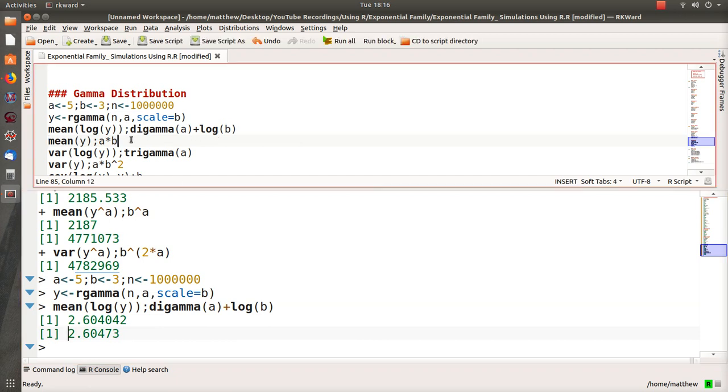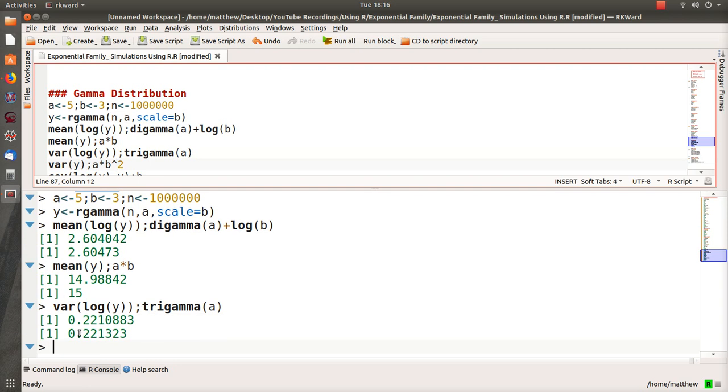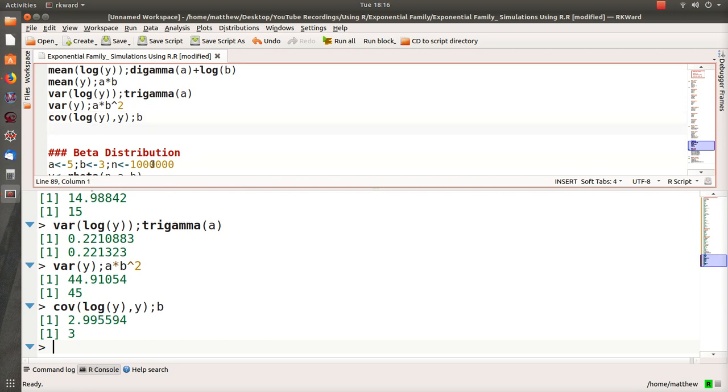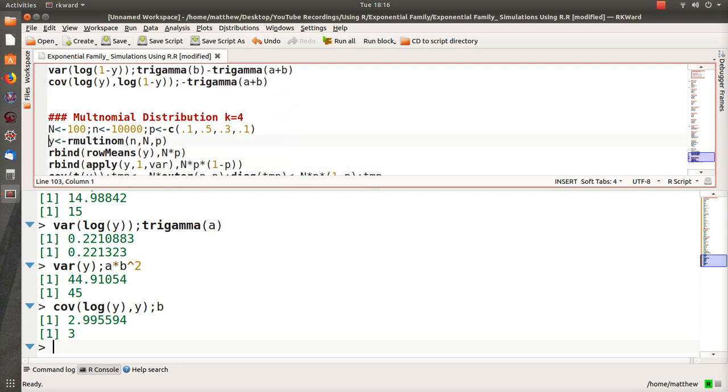Here the second sufficient statistic, y, we calculate the mean, it should be alpha times beta, because that's the mean of a gamma distribution. Now the variance of log y was the trigamma function that we did in this video on gamma, and the results are right on top of each other. The variance is this, the covariance, they're almost identical. Now the beta distribution's the same thing. The multinomial, we'll do it, and then that's the last one.